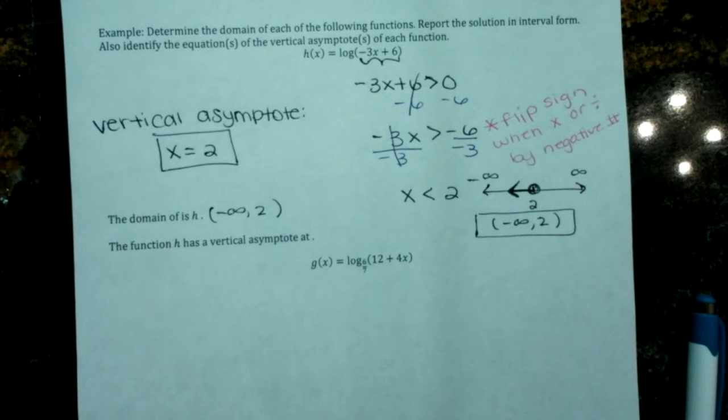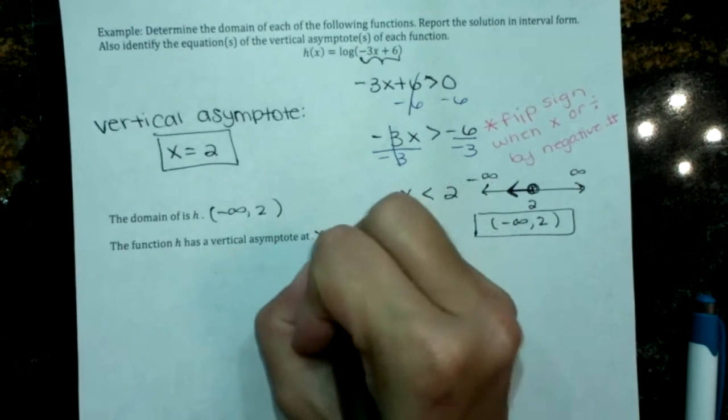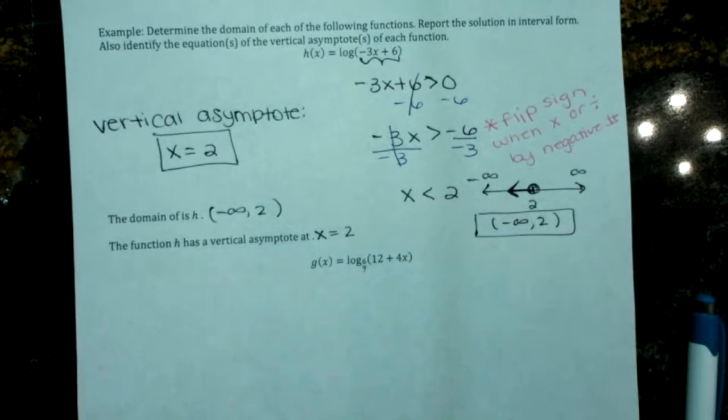So the function h has a vertical asymptote at x equals 2.